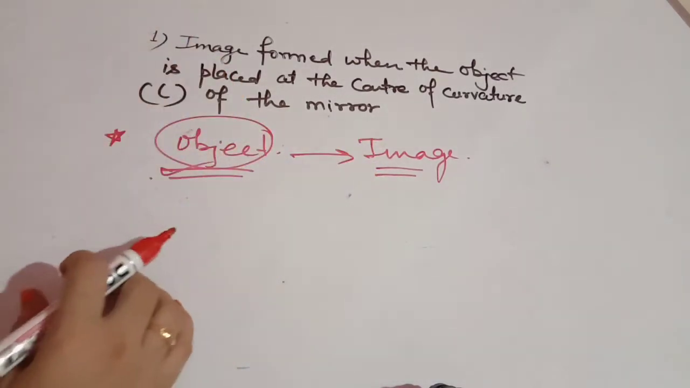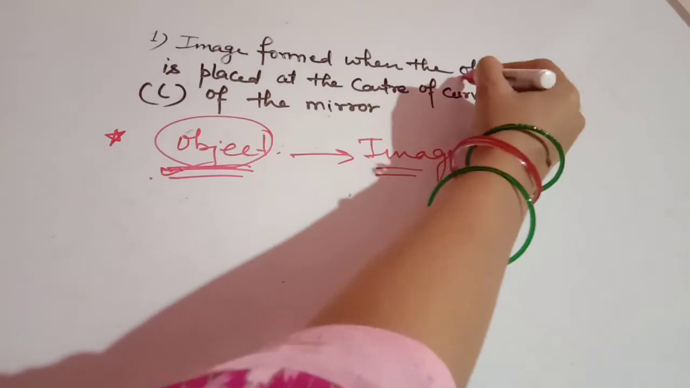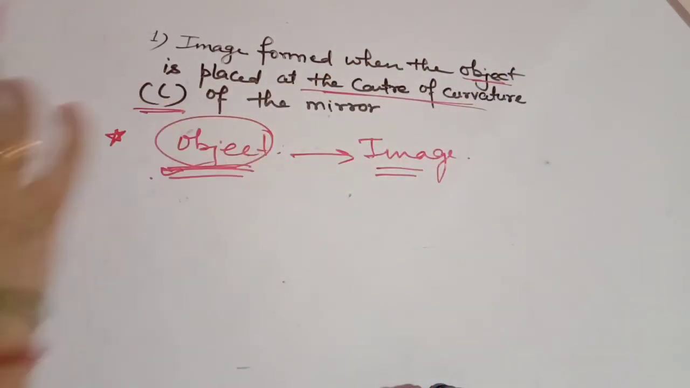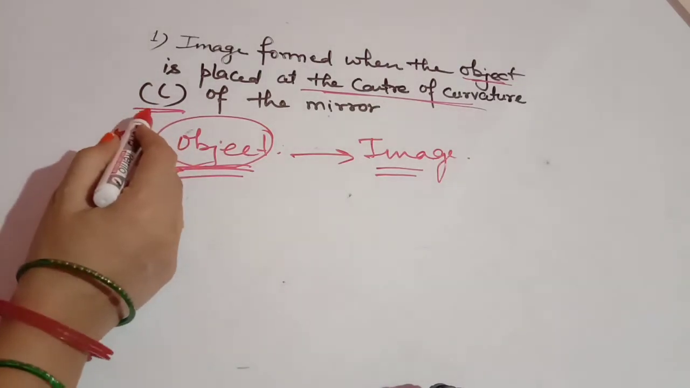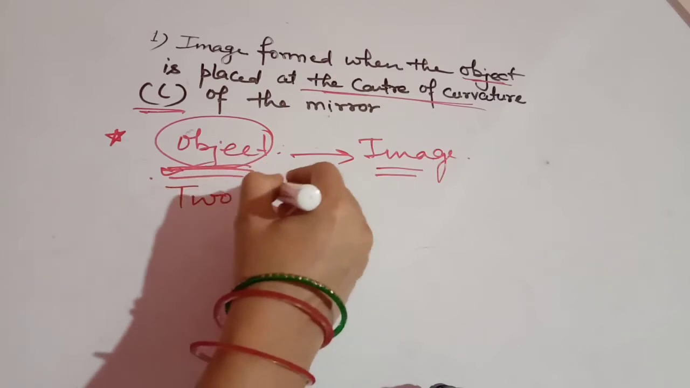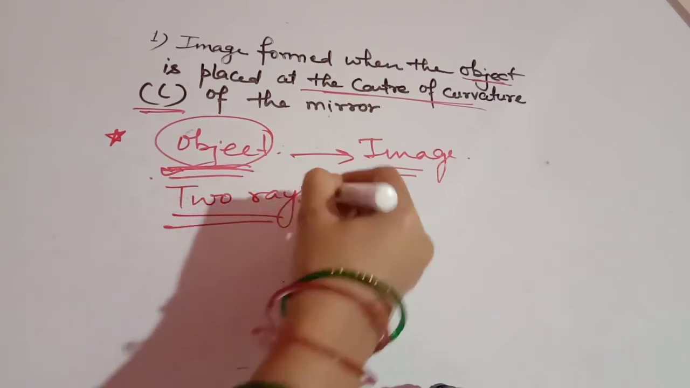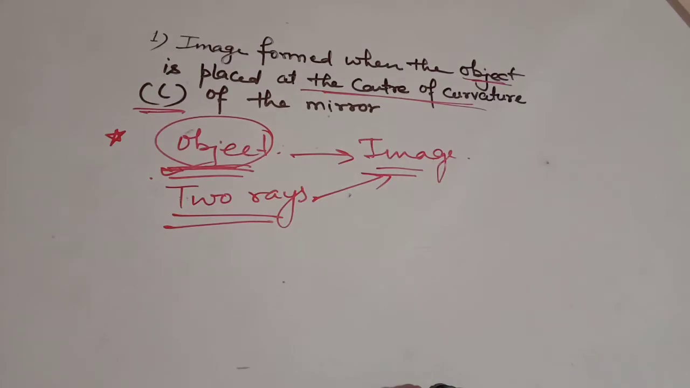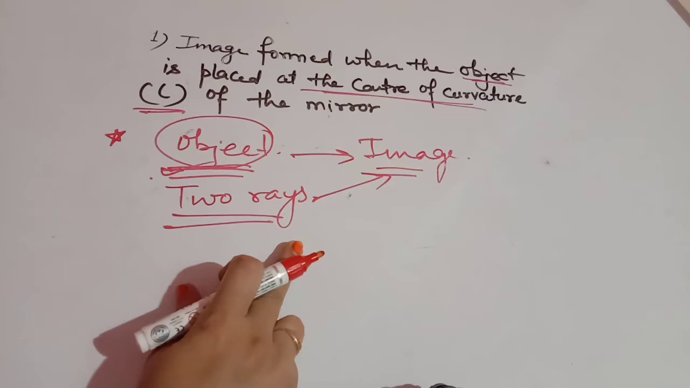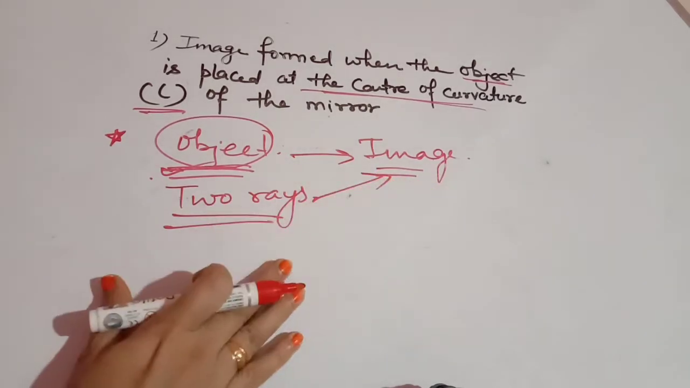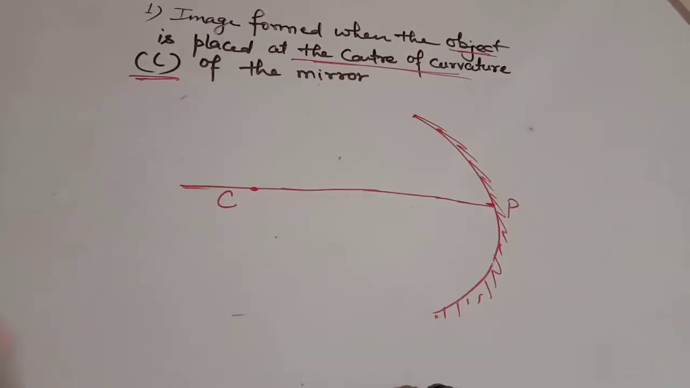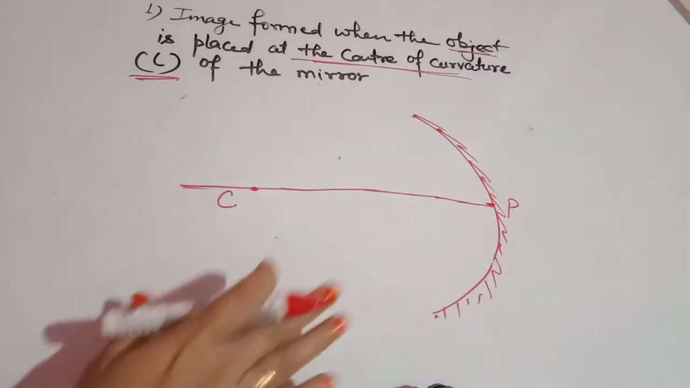So in this question, where is your object? Your object is placed at the center of curvature, that is C. Okay, our object is at point C. Now, we need at least two rays to form an image. Remember, from your object how many rays do you want? At least two rays to form an image. So we will follow this rule and understand the diagram. Use any scale, but you have to use a scale and do all these things in a proper way.